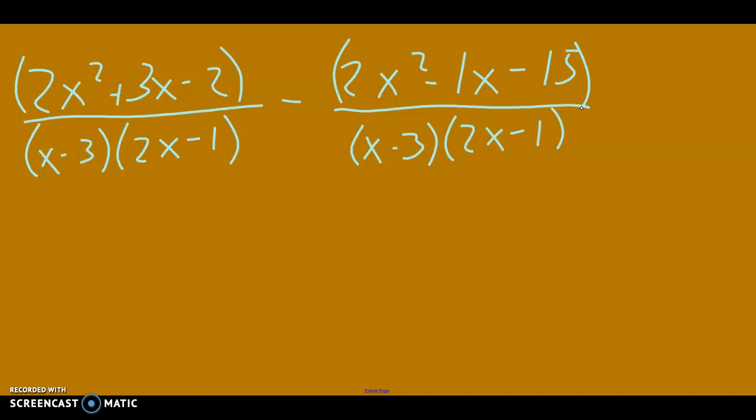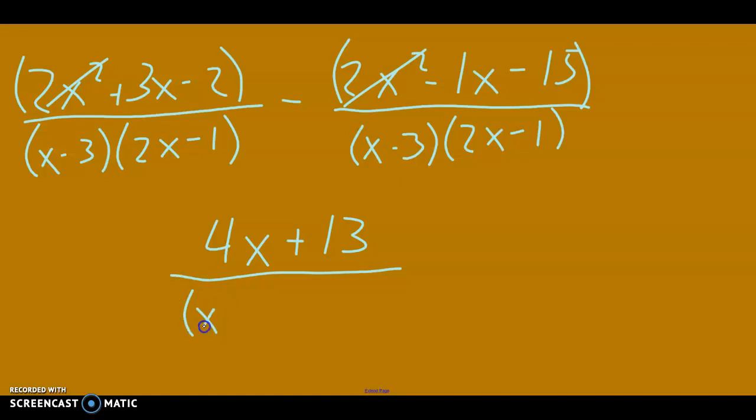So you do 2x squared minus 2x squared. Those cancel each other out. Then you have 3x minus negative 1x. That chops into a plus 1, making 4x. Finally, negative 2 minus negative 15. That chops into a negative 2 plus 15, making positive 13. So our final answer is 4x plus 13 over x minus 3 times 2x minus 1.